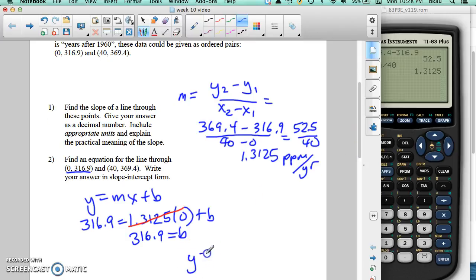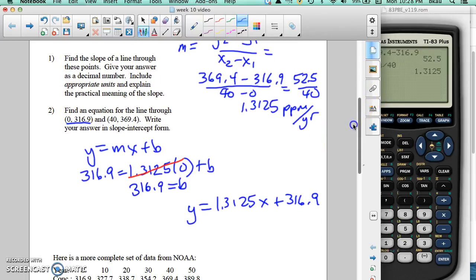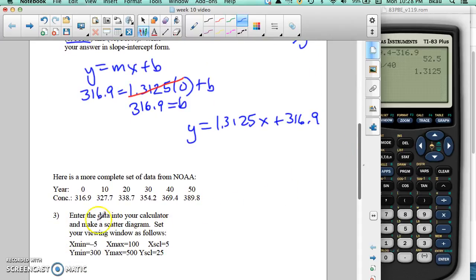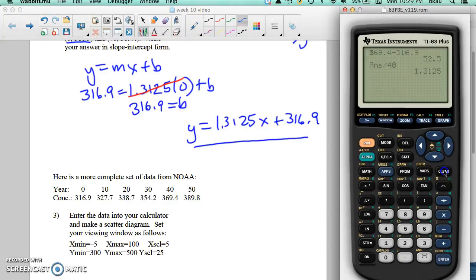So our equation here is y equals 1.3125 x plus 316.9. Now in this case, the 316.9 is kind of our initial value. So we have an initial value plus the amount of increase here per year, and that's our data. Now we're going to have more data in between to see how close we are to actually looking at this linear function. So we're going to take a look at that in our graphing utility.